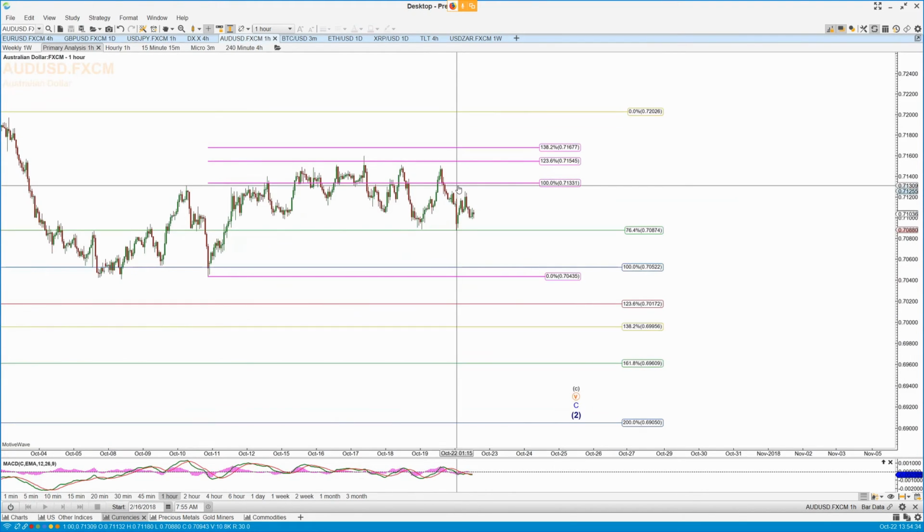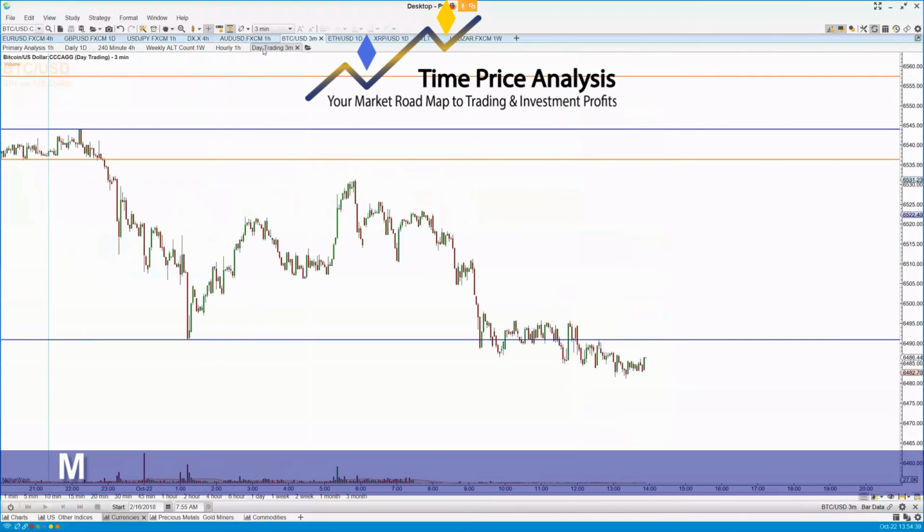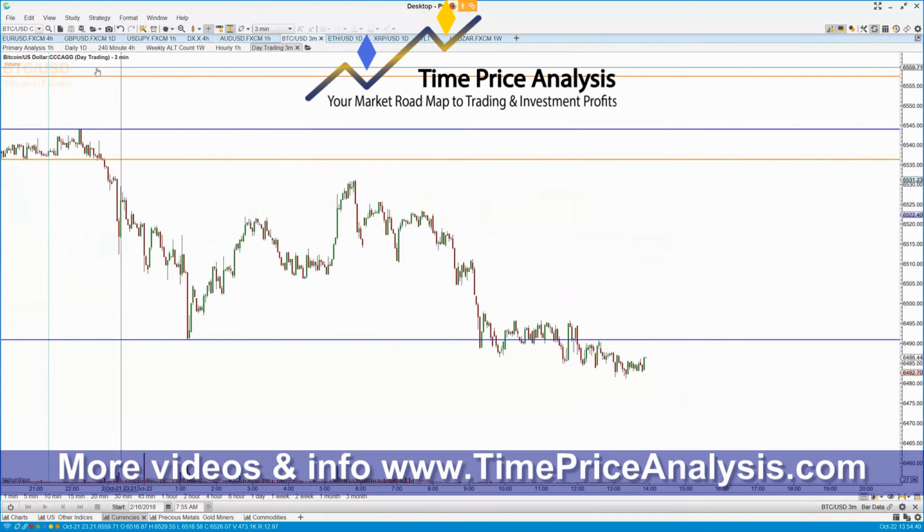And the Australian dollar is still just faffing around here in some kind of B or 4th before we drop down to the target. So nothing doing there.